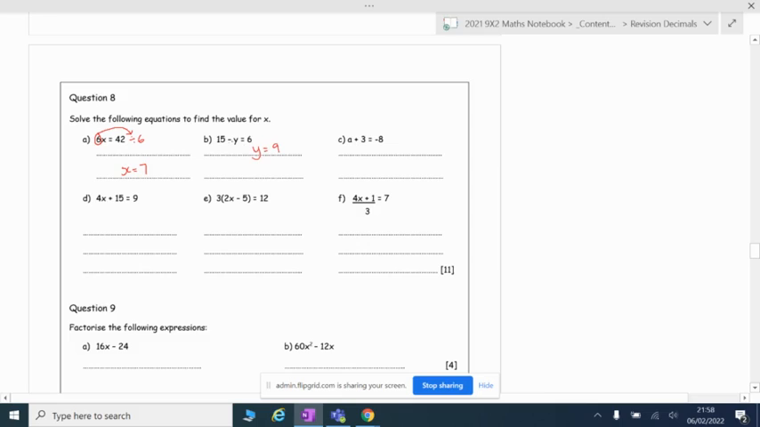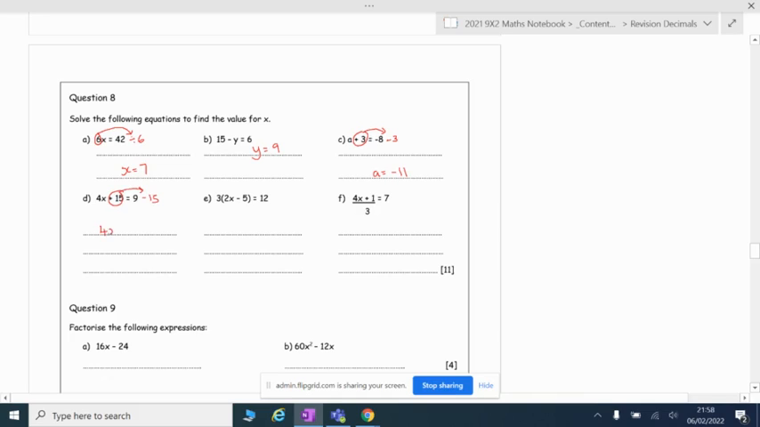It's 15 take away something is 6. Just use your head if you need to. 15 take away 9 is 6. Okay. Here, the opposite of plus 3 is minus 3. So a is minus 8 take away 3 is minus 11. Here, the plus 15 becomes minus 15.